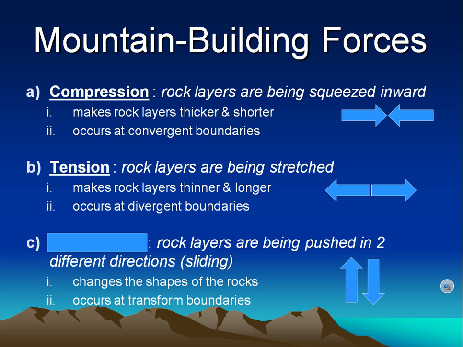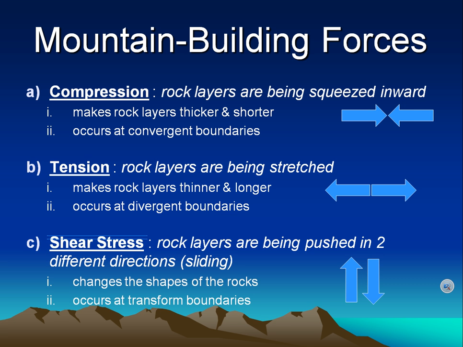Next, we have tension. This is where rock layers are being stretched, pulled apart, as in these arrows. It makes the rock layers thinner and longer until they snap, typically. It occurs at divergent boundaries.